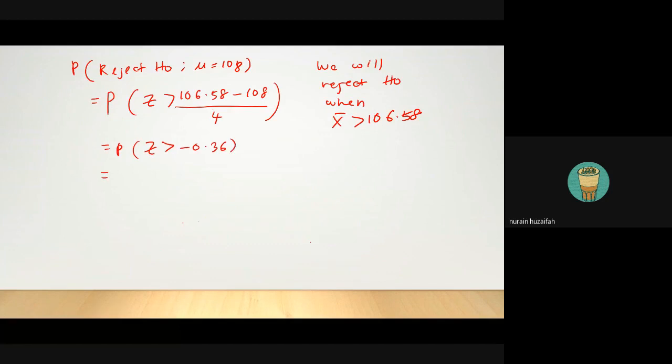So find your value from your stats table. Yes, at the same time you refer to your stats table. Hopefully lah you already have your stats table. So Z greater than, kalau let's say our curve, so this one minus 0.36, so that's mean we want this value. Okay? So 0.36 compared to 0.36. So 1 minus 0.35.